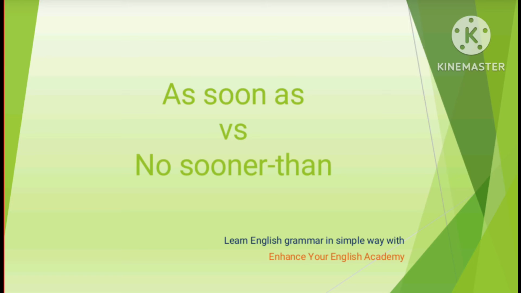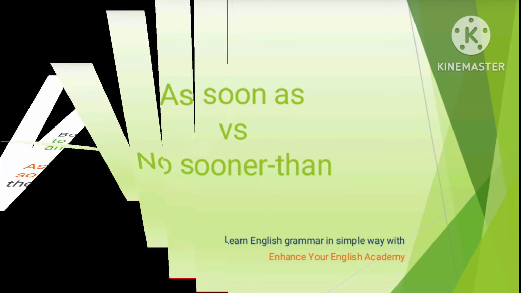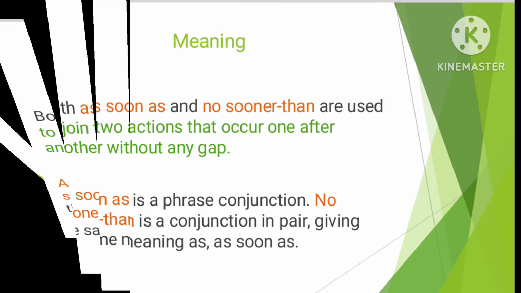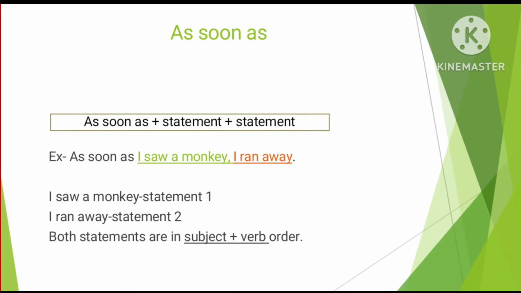This video is about as soon as and no sooner than. Both as soon as and no sooner than are used to join two actions that occur one after another without any gap. Actually, both give the same meaning, but we use them in two different models. How do we use as soon as in a sentence?